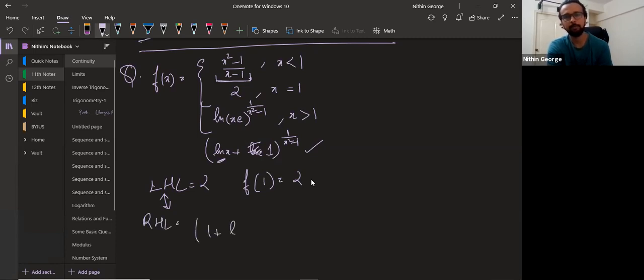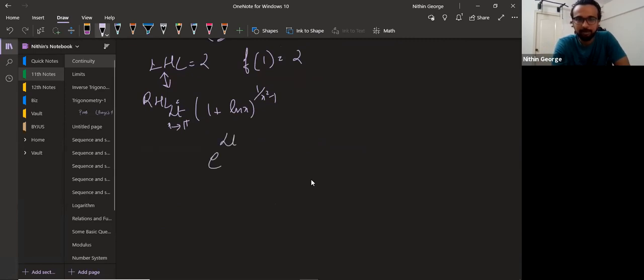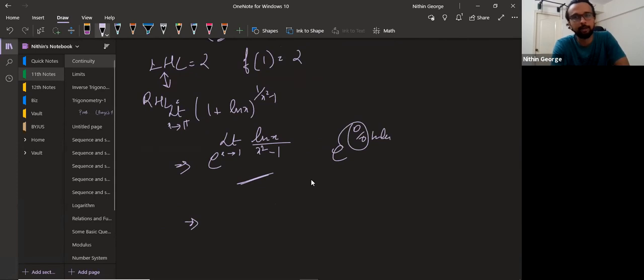RHL is the limit of 1 plus ln x, to the power 1 by x square minus 1, as x tends to a value little greater than 1. What happens here? I know if I have 1 plus f of x raised to g of x, the result is e to the power limit x tends to 1 of f of x into g of x, which is ln x into 1 by x square minus 1. What do you get here? e power 0 by 0 when x tends to 1. Now, 0 by 0 is indeterminate. We need to convert it into another form.